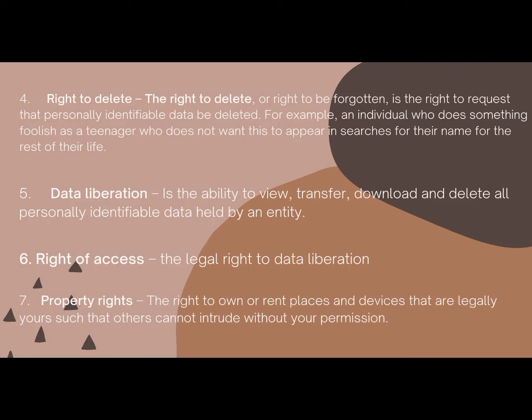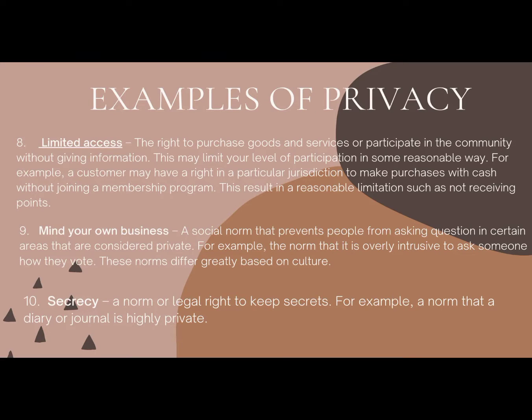For example, a photograph with a clear view of your face can generally be mapped to a name given enough data. Fifth, data liberation is the ability to view, transfer, download, and delete all personally identifiable data held by an entity. Sixth, right of access, the legal right to data liberation. Seventh, property rights, the right to own or rent places and devices that are legally yours, such that others cannot intrude without your permission. Ninth, mind your own business, a social norm that prevents people from asking questions in certain areas that are considered private. For example, the norm that it is overly intrusive to ask someone how they vote. This norm differs greatly based on culture. And the last, secrecy, a norm or legal right to keep secrets. For example, a norm that a diary or journal is highly private.